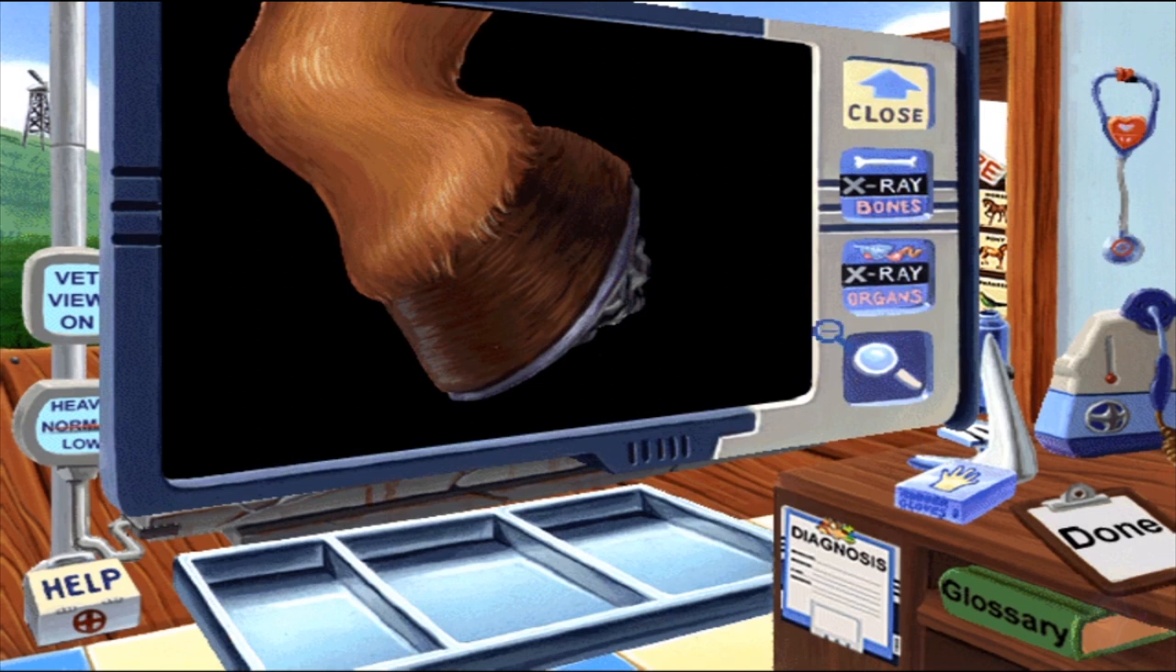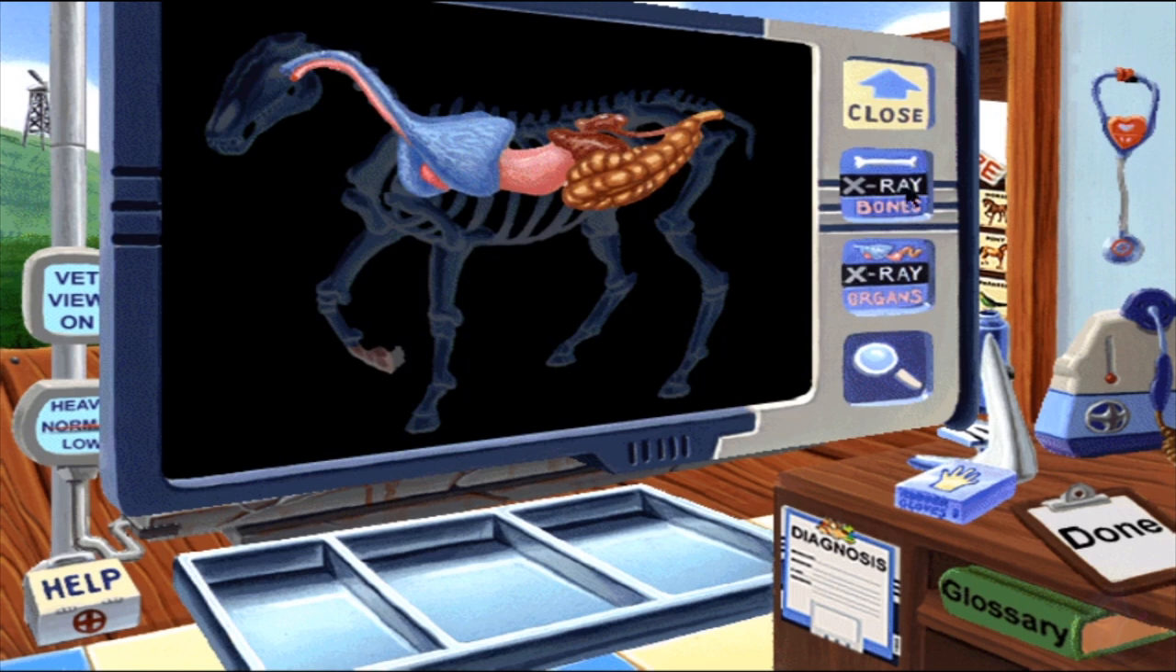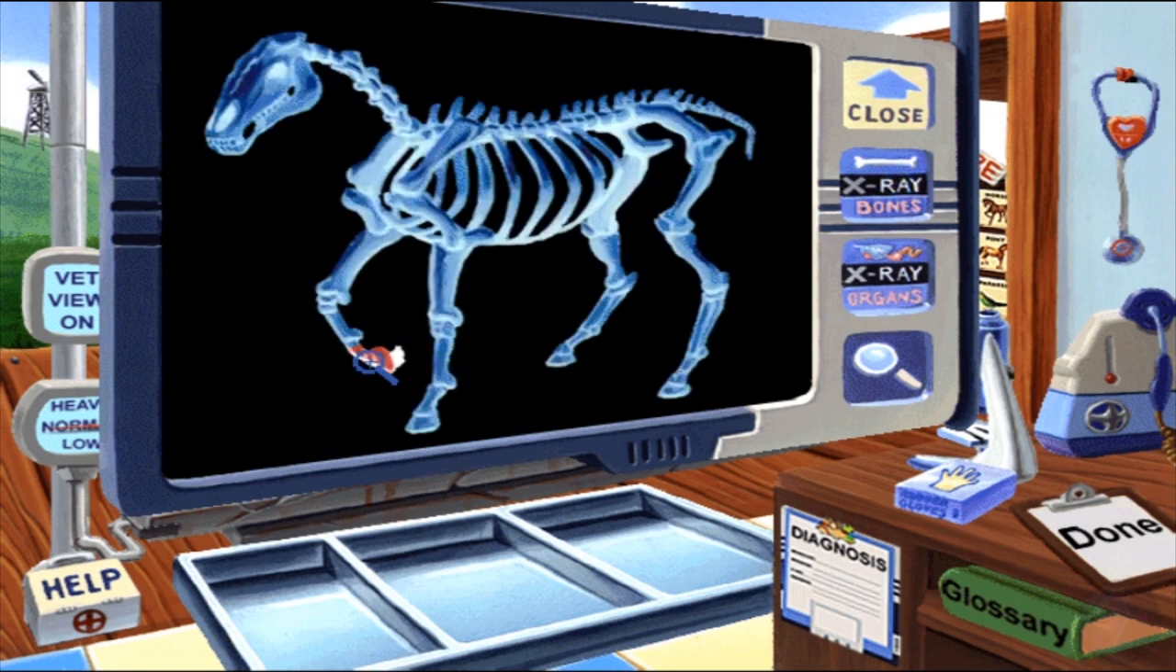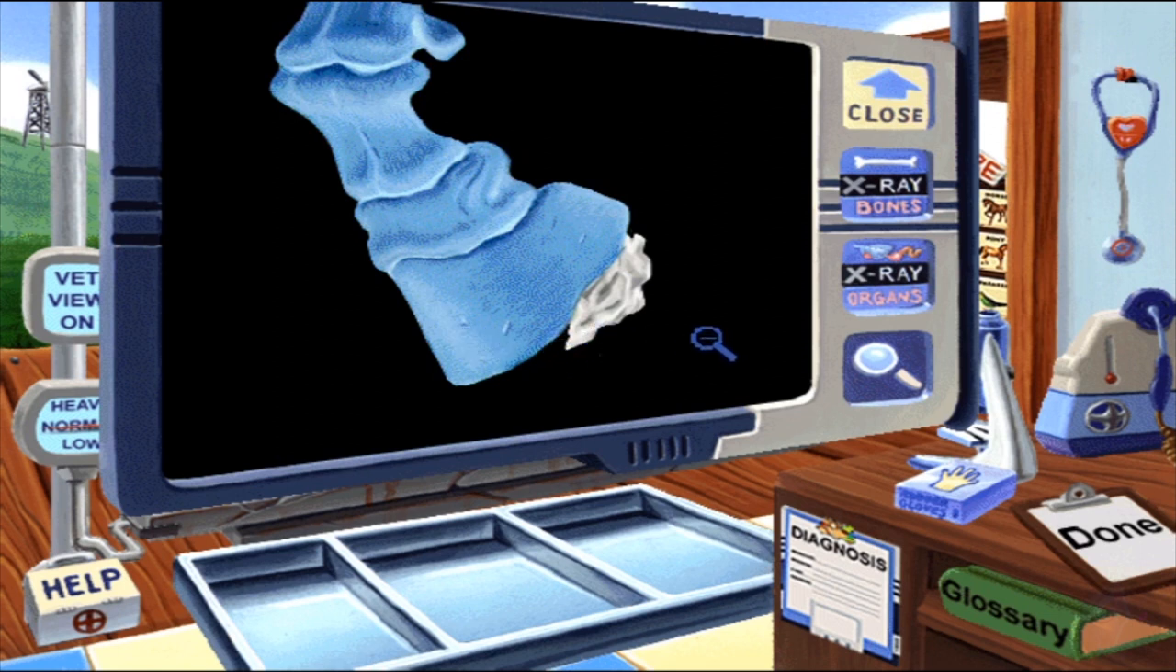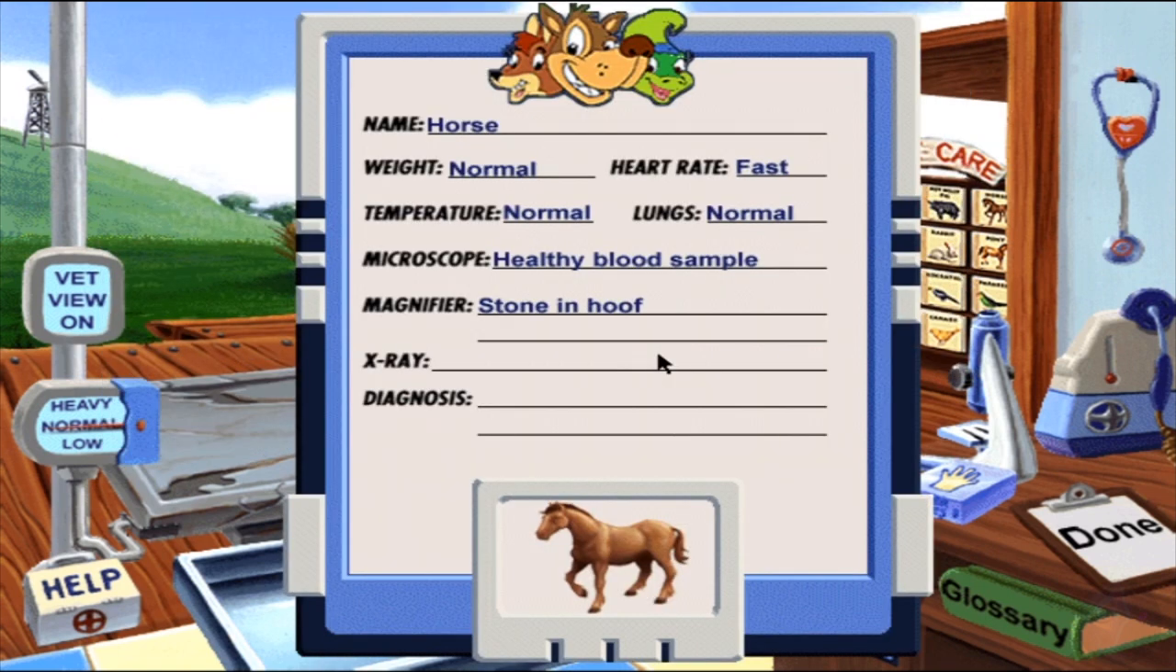Oh, there's a stone in the hoof. The area is bruised and bleeding. I don't see any problems here. The bones are healthy, but there's a stone in the horse's hoof. Stone in hoof. The horse's weight is normal, but its heart rate is fast. Both the temperature and lung readings are normal. The microscope reveals a healthy blood sample. With the magnifying glass and X-ray, we could see a stone in the horse's hoof. The horse has a stone embedded in its hoof.